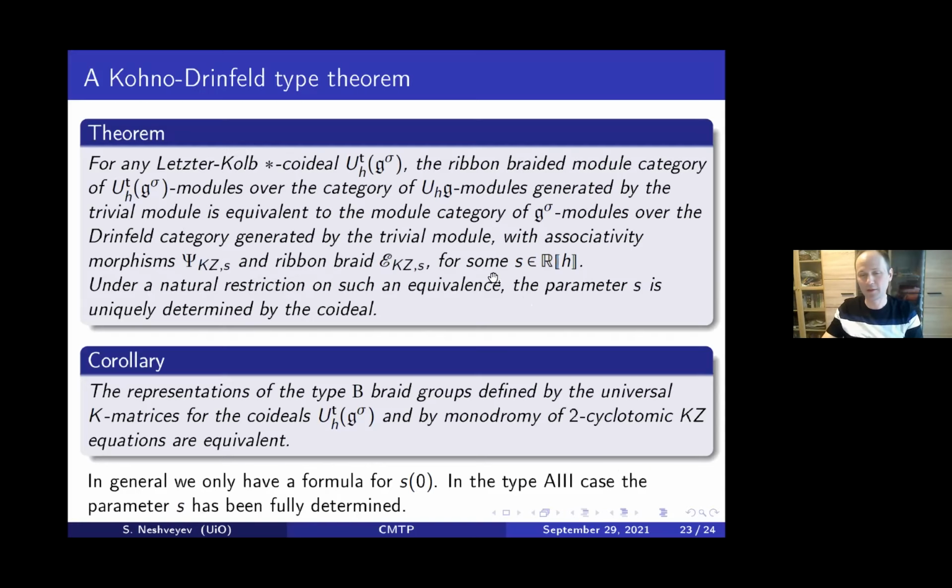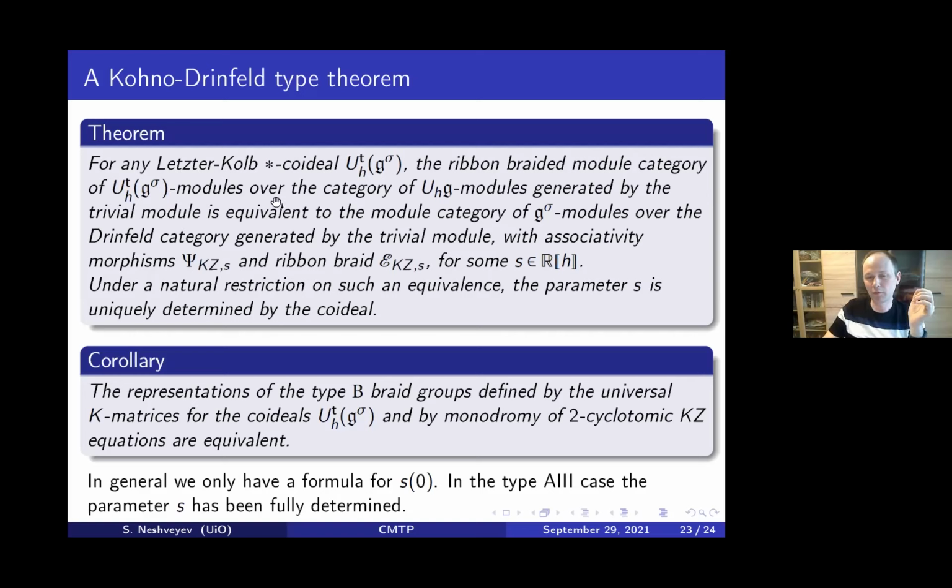And the claim is that such things are equivalent under some correspondence between these parameters, T and S. And moreover, going from T to S, you can do it essentially in a unique way if you require just some naturality conditions. So what happens is that if you just look at this algebra and you look at the classical limit, you're actually not going to get a quantized universal enveloping algebra of G sigma, but rather some conjugation of it.